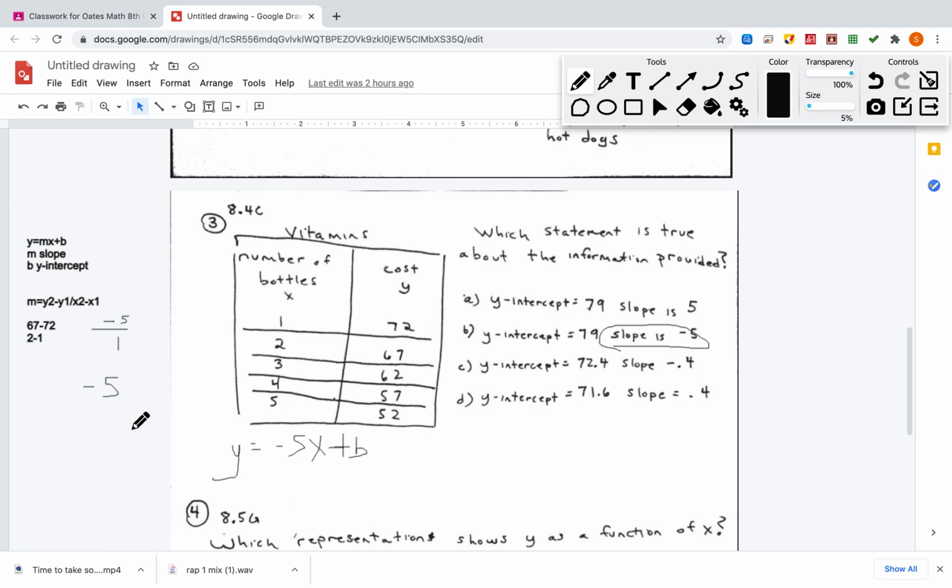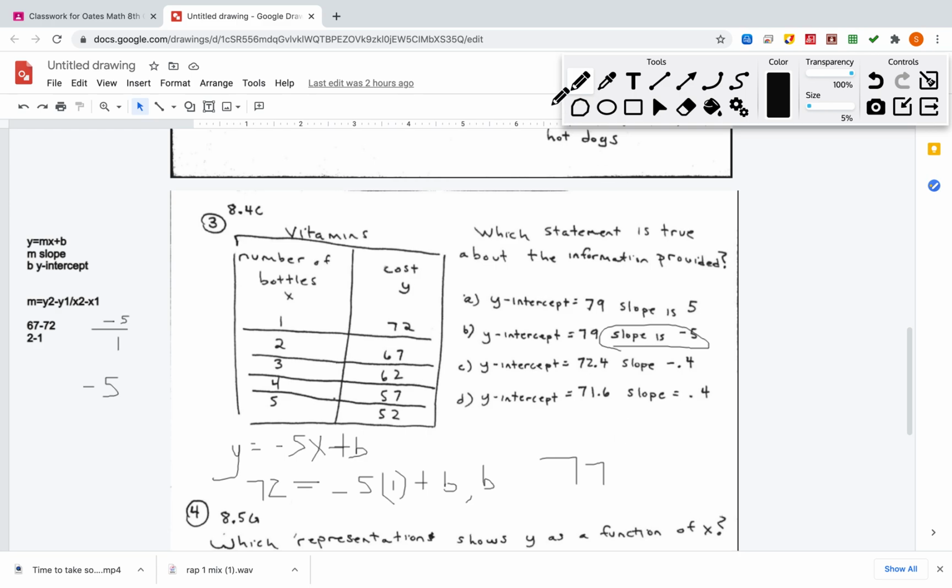Okay, and now I need to replace y and x. So I'm just going to take any one of these pairs. The first y is 72. And if I use that first y, I need to use the first x. Minus 5, and the first x is 1, plus b, comma b. And when I do that, it's actually going to give me 77.